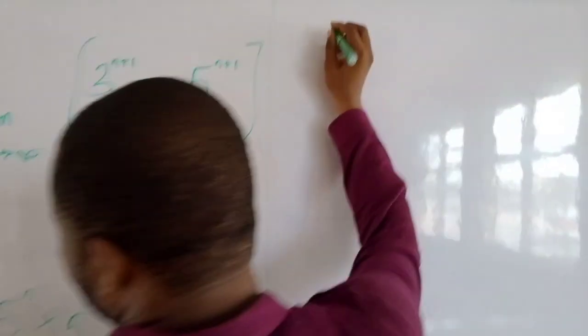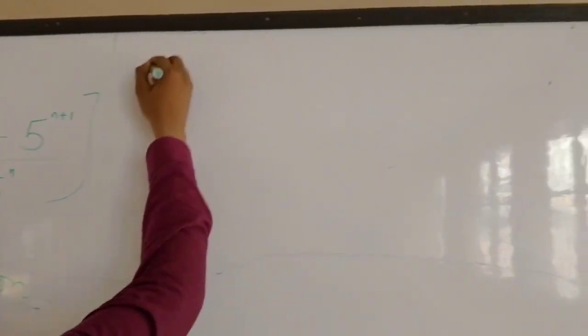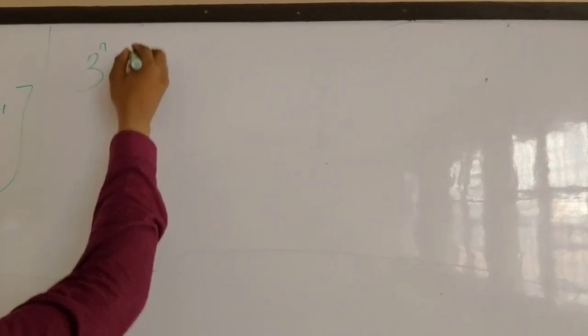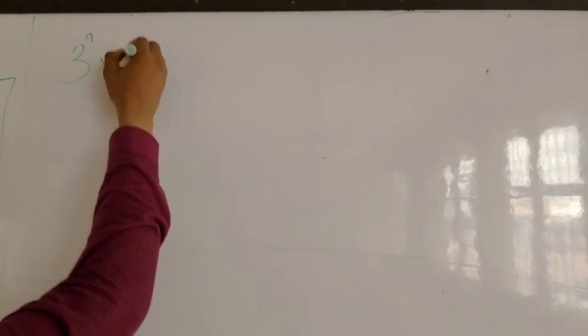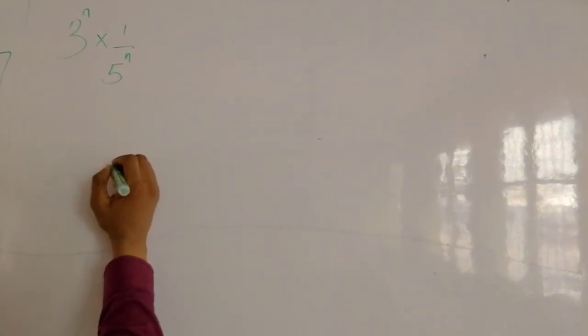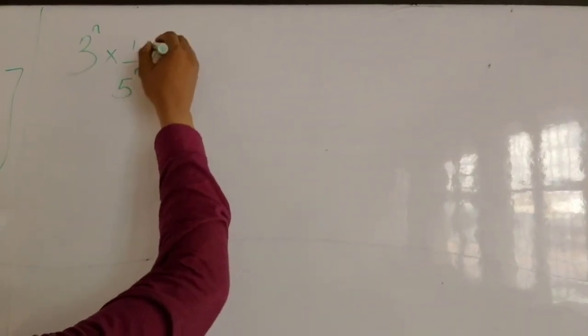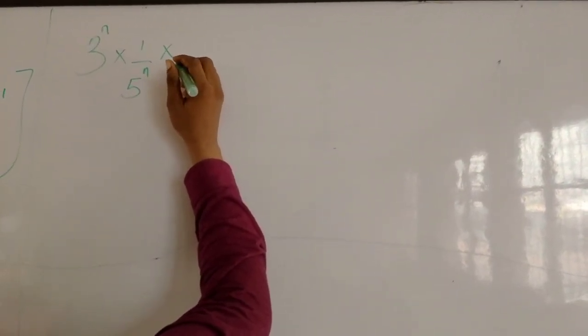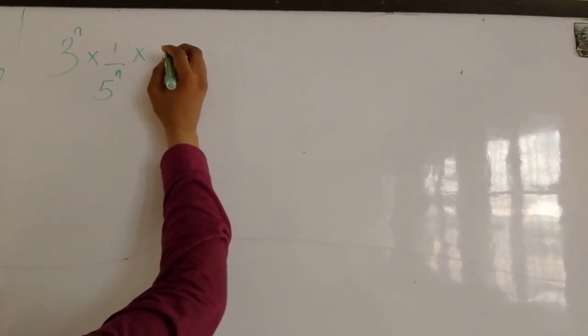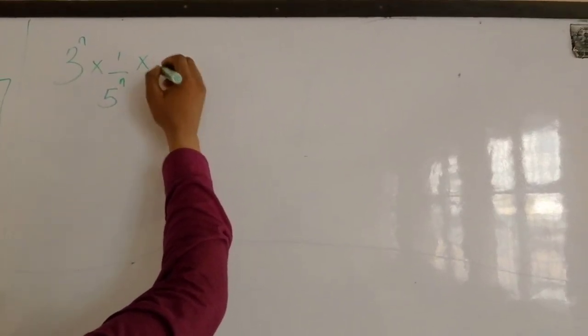don't forget we are multiplying it by, I'm gonna have 3 raised to the power n multiplied by, of course, 1 over 5 raised to the power n. Then I have here times 3 times what?